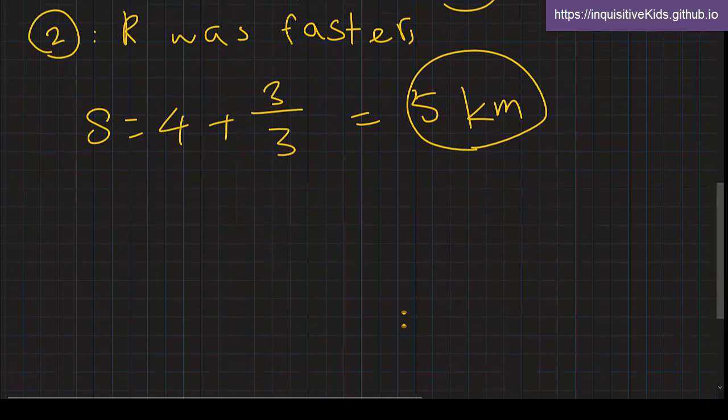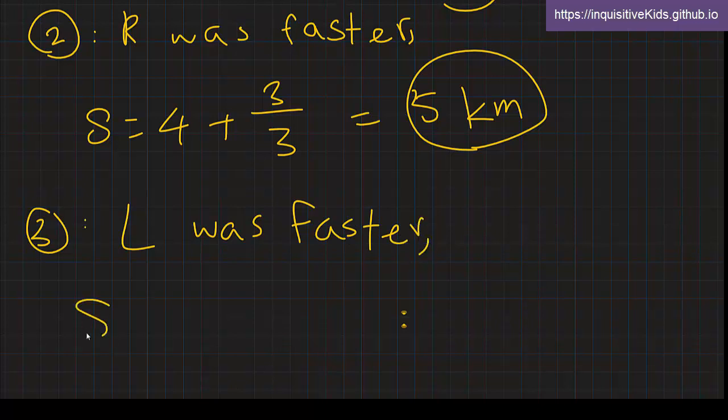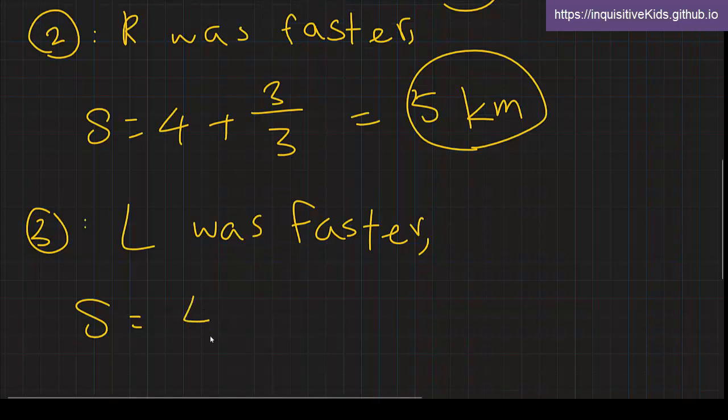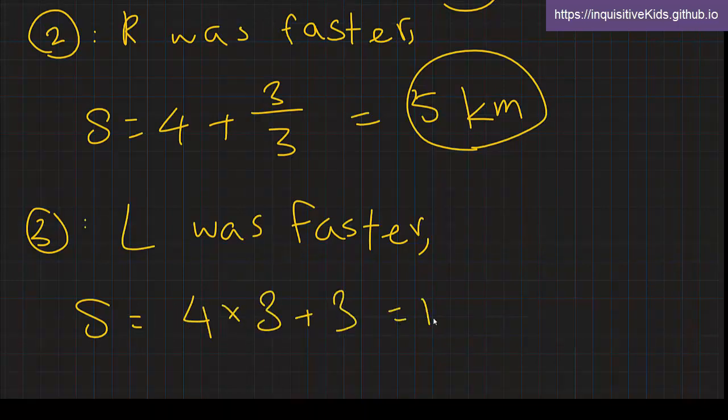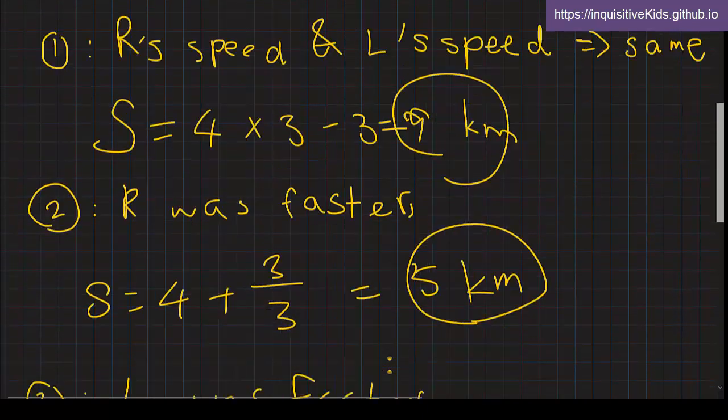And finally, what if L was faster, if Kalie was faster, what would that have been like? Well, if L was faster, S would have been equal to 4 times 3 plus 3, which is equal to 15. So this is 15 kilometers. So our final answer would be 9, 5, and 15 kilometers long.